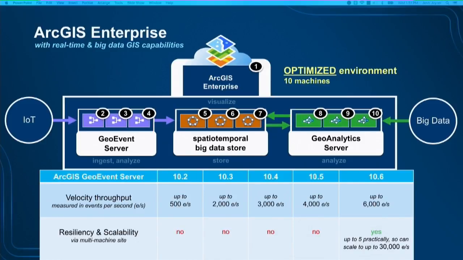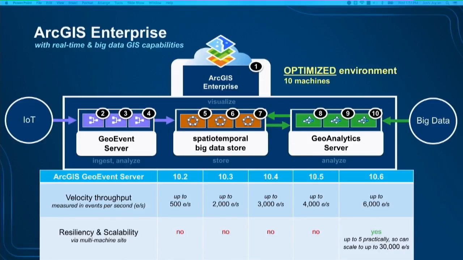So here's an example of an optimized environment that will allow you to handle some of these IoT scales. It's a little bit more to handle as far as setting it up. This would be 10 machines. You still have your single machine for the ArcGIS Enterprise. You can scale up and have multiple instances of the GeoEvent Server running. You can have multiple nodes running within the spatiotemporal big data store, as well as multiple instances of the GeoAnalytics Server.